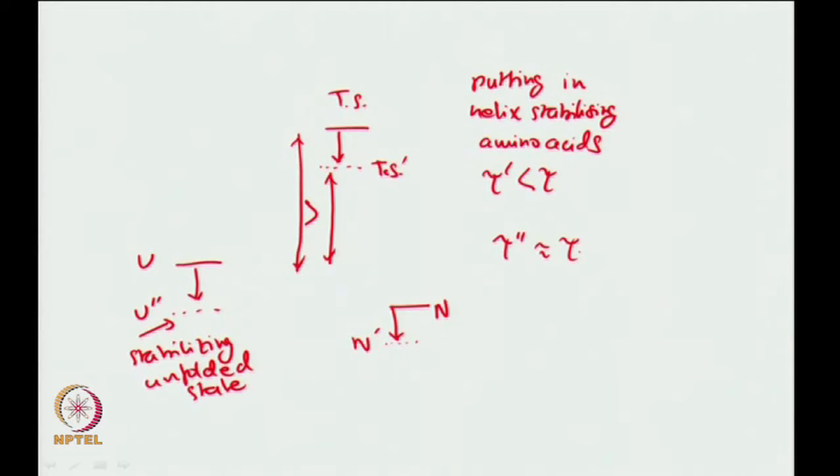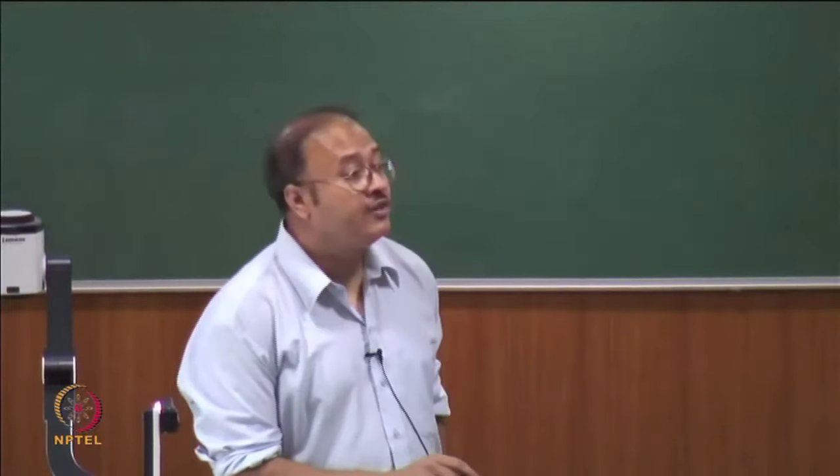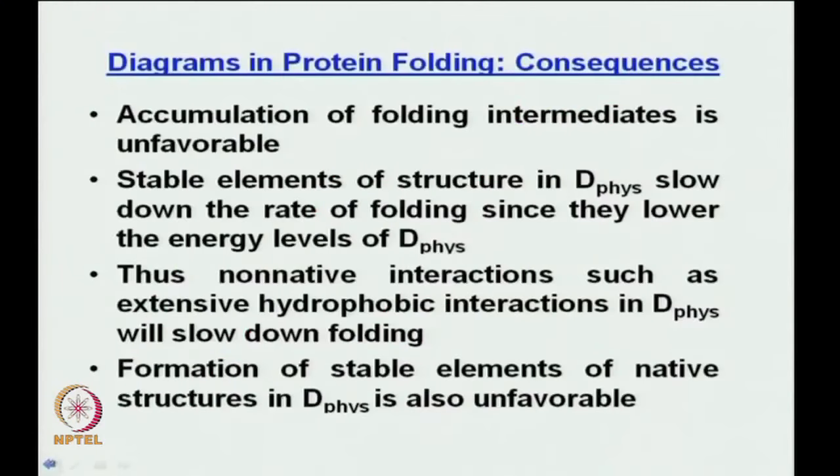Why did we go into this discussion? Try to understand this. In the previous slide, let us go to the previous slide. Look at the last sentence. What we said is, formation of stable elements of native structures in the physiological denatured state is also unfavorable. Now, why did I say that? See, if you are stabilizing something, we should not be saying it is unfavorable, right? We should always go towards that.